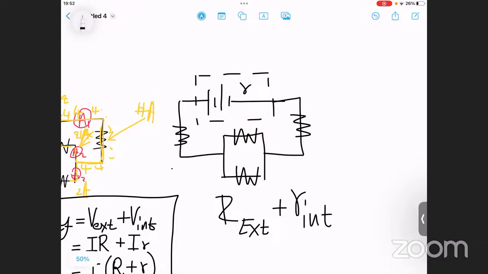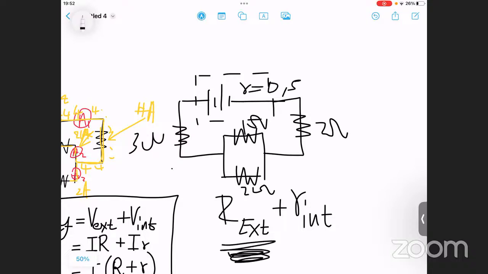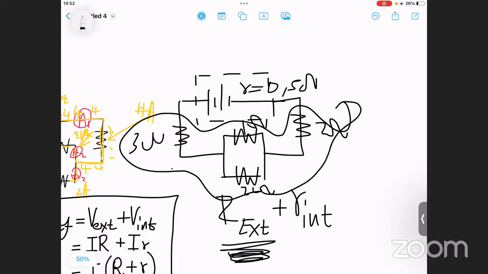If it's 2 ohms there, let's say 3 ohms there, 1 ohm there, 2 ohm there, you already know how to calculate R external, which is what we started with. R internal, they can just give you and say it's 0.5 ohm. So with the knowledge that you have on calculating the R tot, R effective, you just add that with the R int.